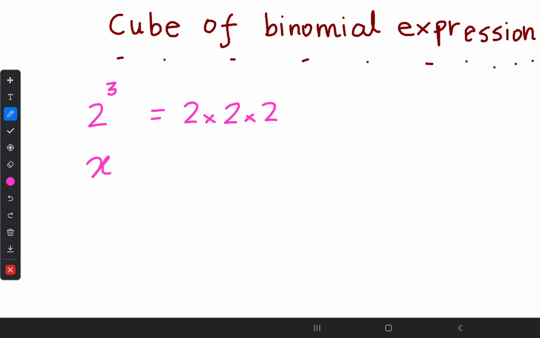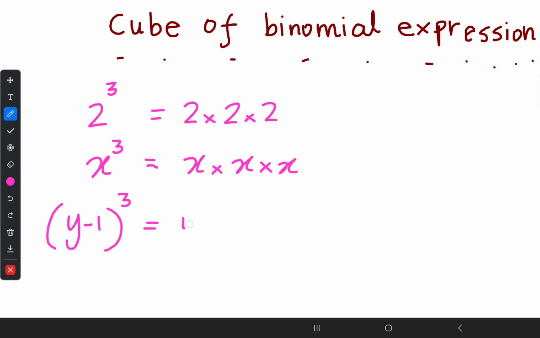If I give you x cube, how can we expand that? Same. X would be multiplied thrice with the same x quantity. Same thing in binomial expression as well. If I give you y minus 1 whole cube, what would be the expansion? It would be y minus 1 times y minus 1 times y minus 1. This is the simplest way of expansion.